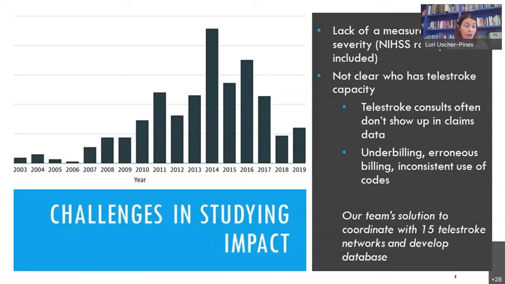So what did our team do? As I mentioned before, we assembled our own database of hospitals with telestroke capacity by working with 15 networks and private companies. We then merged that with claims data. These collaborators supplied the names of the hospitals and their networks, as well as the timing of telestroke introduction. I have a figure here showing that 2014 through 2016 were particularly busy years for telestroke implementation. And I imagine if we look at 2020 and 2021, you'd see another peak. So next slide.